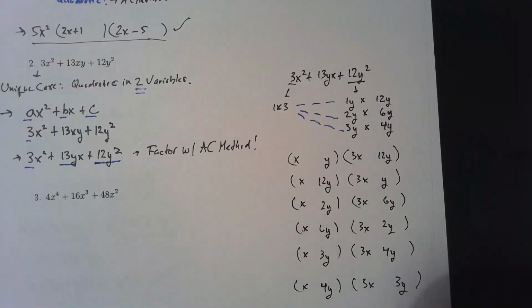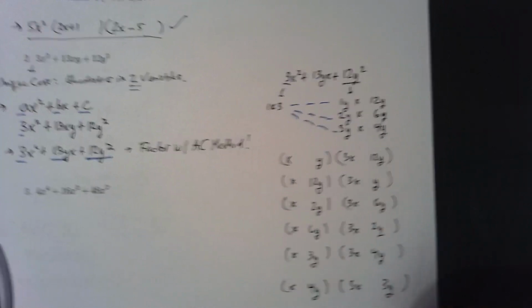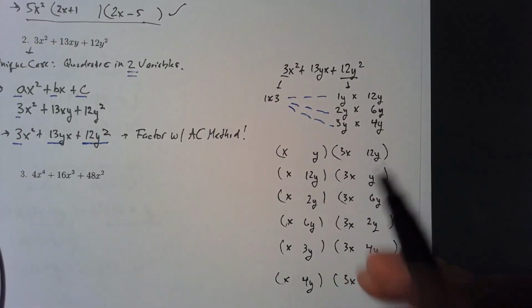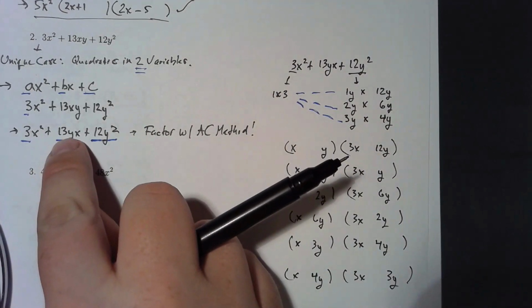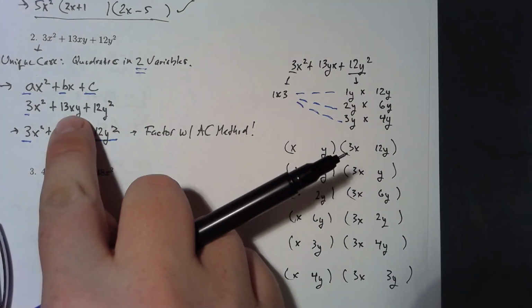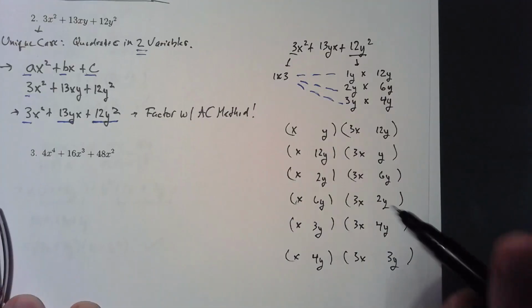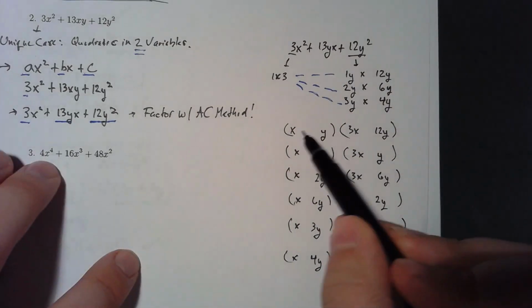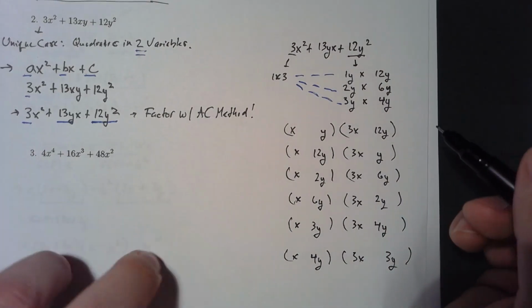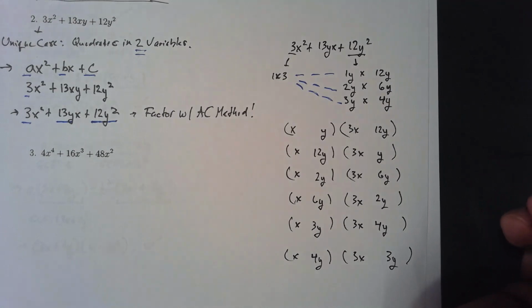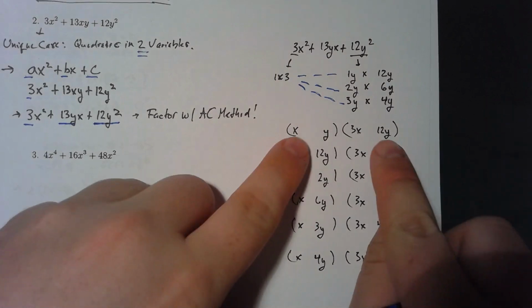So now I just have to check which ones are going to give me 13xy or yx. Same thing. xy, yx is the same thing. So I do that by the outside inside, right? Okay, so outside, that's 12xy.